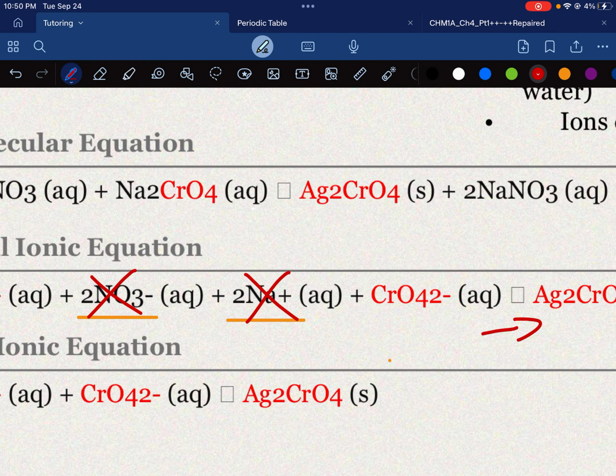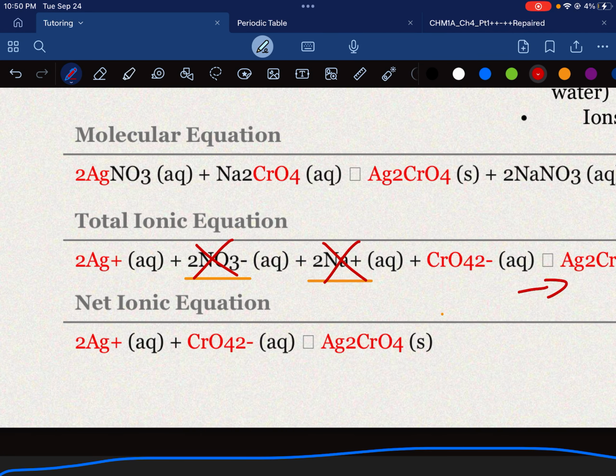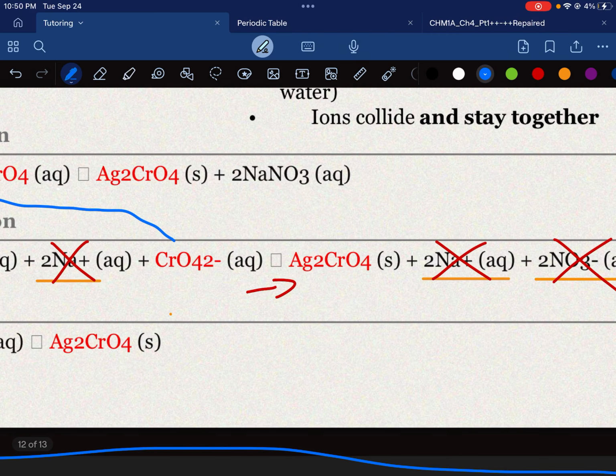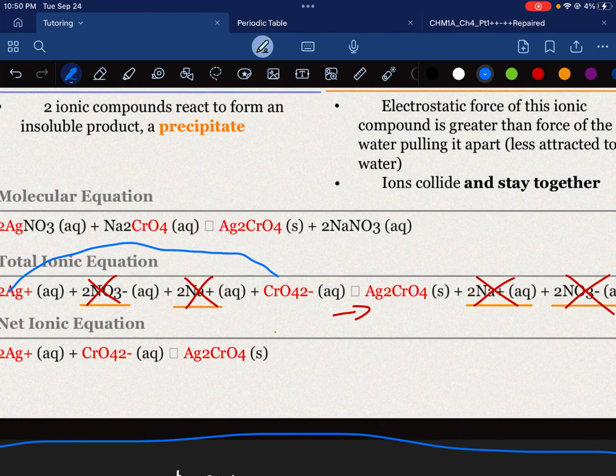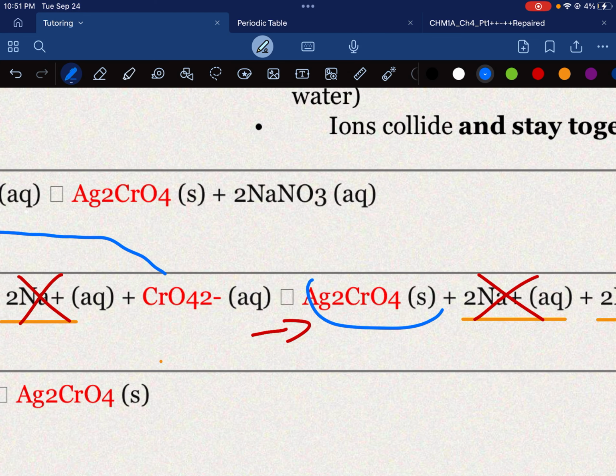I mentioned the word spectator ion, but what does that mean? Spectator ions are ions that don't participate in the chemical reaction. They're just watching, like nosy neighbors watching other neighbors fight. The ones doing chemistry are the silver and the chromate. They're going to react to make a precipitate, which is an insoluble product. You know it's insoluble because it has that solid symbol, solid species. Nitrate and sodium didn't really do anything, which is why they just exist as themselves on both sides of the equation. So that's basically what a spectator ion is.